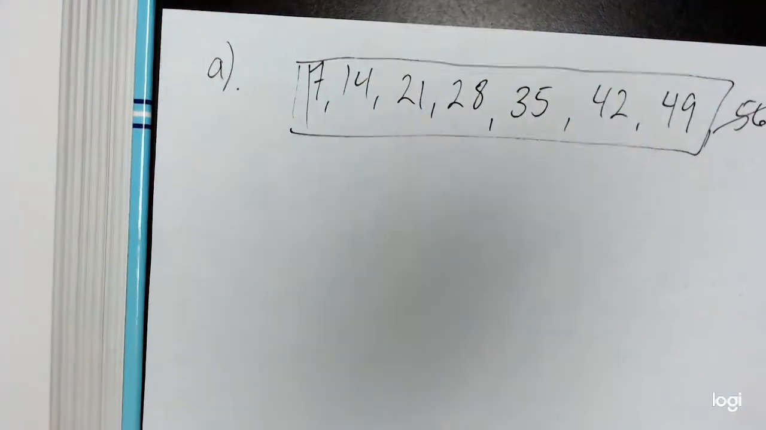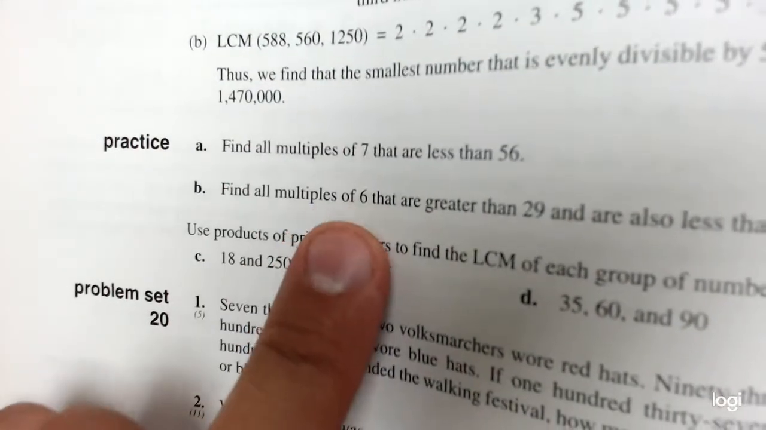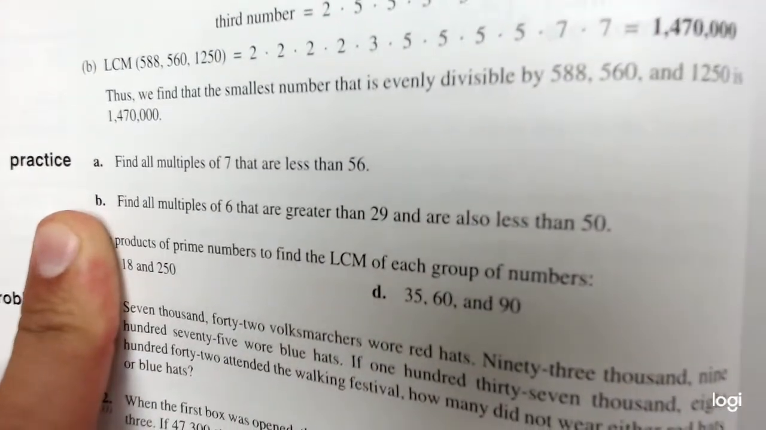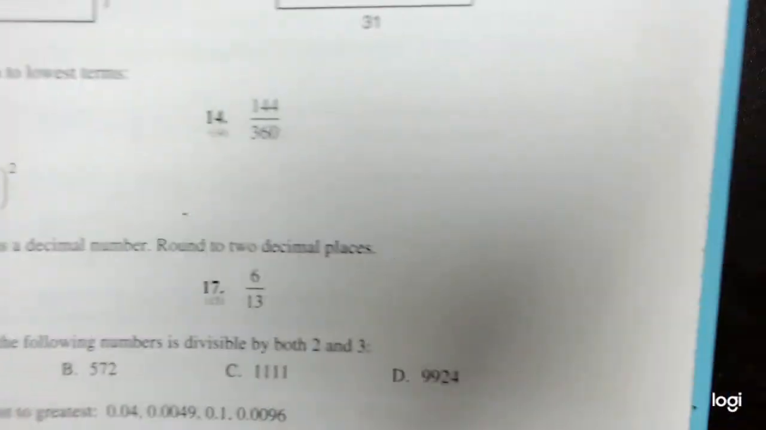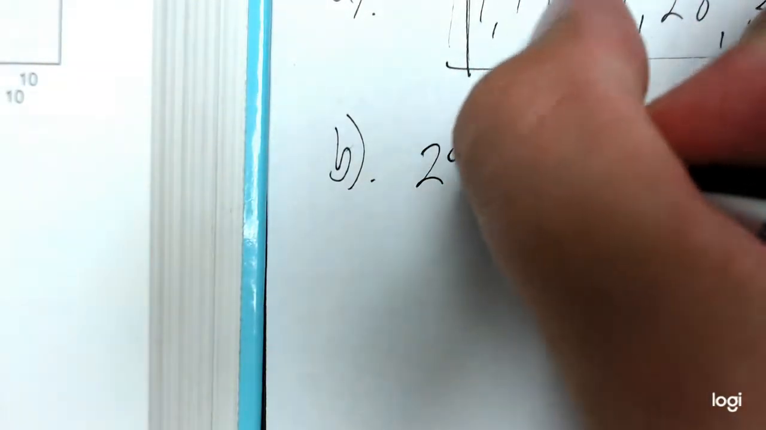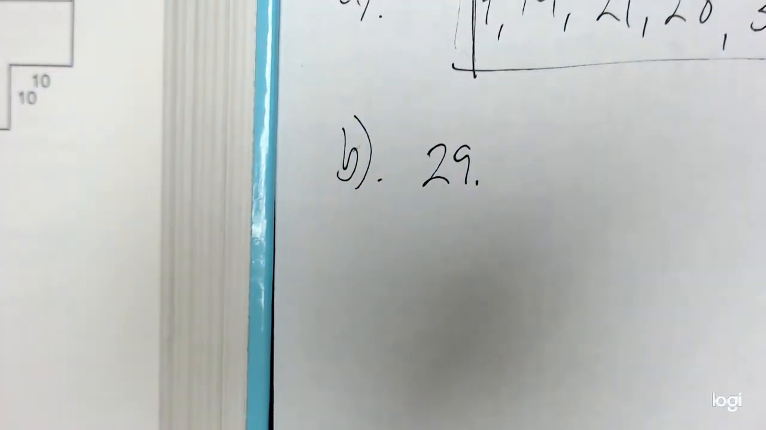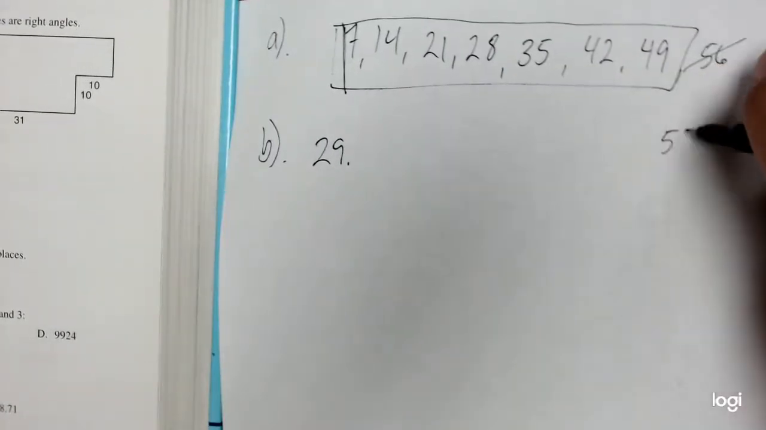Okay. Now, there's another way that they might do this problem, which is in practice B. Practice B, they say find all the multiples of the number 6 that are greater than 29 and less than 50. So what I have to do is start at the number 29. So let's go here, we'll write down practice B. So I have to find multiples of 6 that are bigger than 29, but then smaller than 50. So I'll put 50 all the way over here.